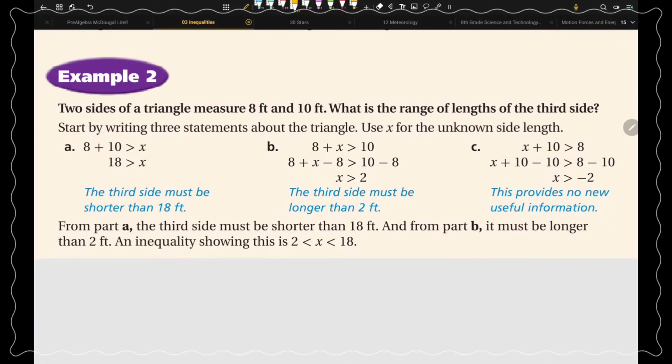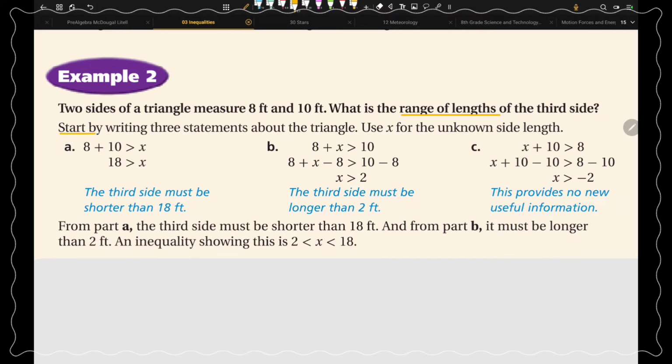Here's another example. Two sides of a triangle measure 8 feet and 10 feet. What is the range of lengths of the third side? When they're asking you for the range of lengths, that means something that has an inequality in it. So it could be starting from one number, maybe 3, and go up to perhaps 10. So the range is between 3 and 10. That's what they're asking. What's the range of lengths, right?